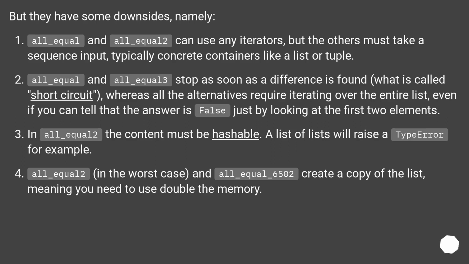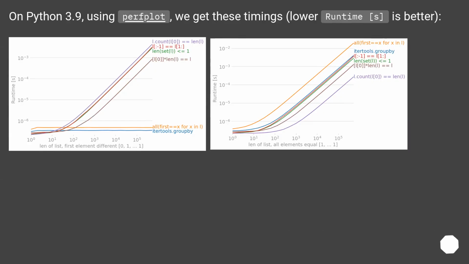all_equal2, in the worst case, and all_equal_6502 create a copy of the list, meaning you need to use double the memory. On Python 3.9, using perfplot, we get these timings. Lower runtime, in seconds, is better.